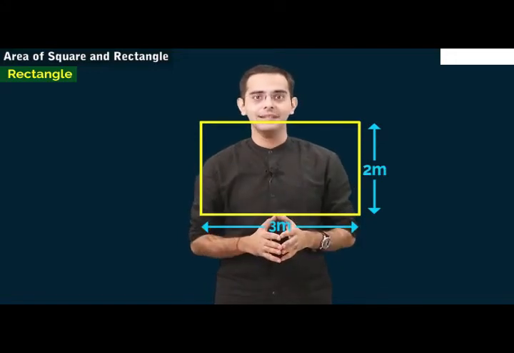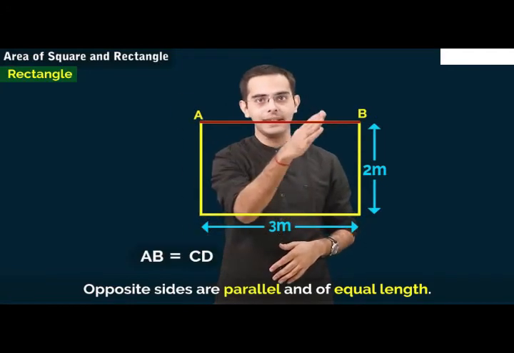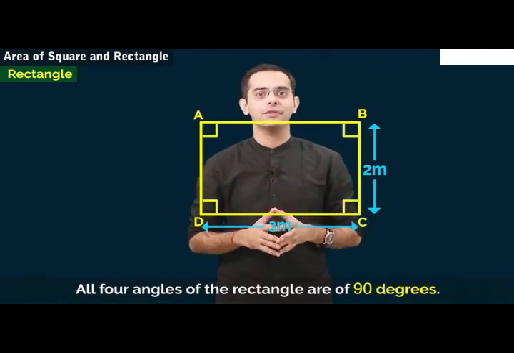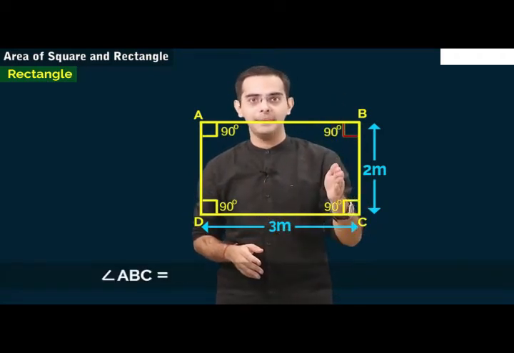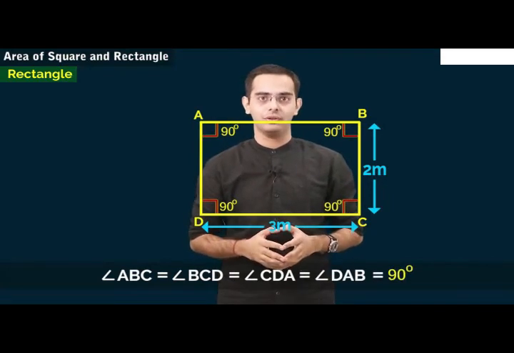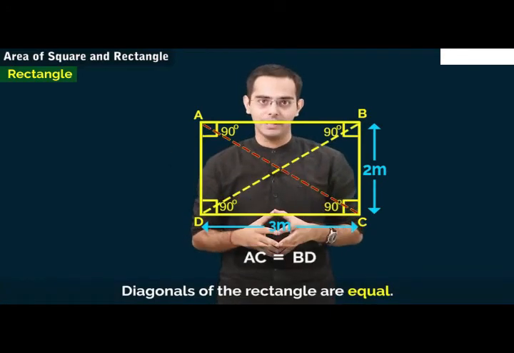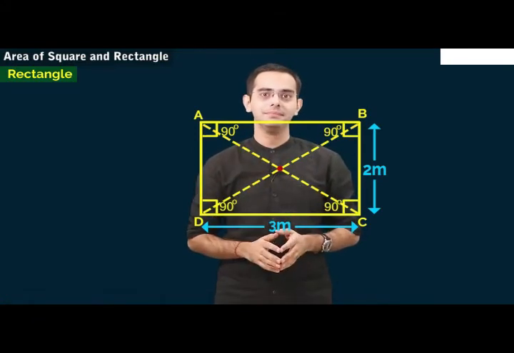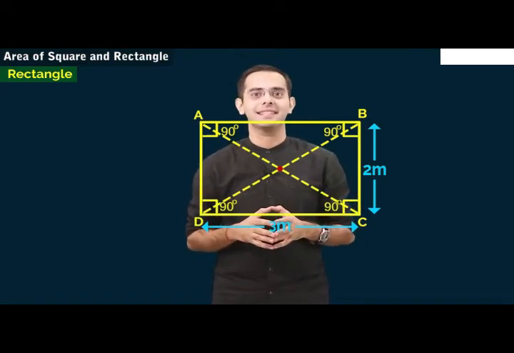So in this particular rectangle, the opposite sides are parallel and of equal length. That is, your AB is equal to CD and BC is equal to AD. And all the 4 angles of the rectangle are of 90 degrees measure. That is, your angle ABC is equal to angle BCD is equal to angle CDA is equal to angle DAB, each one of 90 degree measure. And it has got 2 diagonals which are equal in length. That is, AC is equal to BD. And these diagonals, they intersect in the middle. So these are the few properties of a rectangle, and rest you will be studying in your higher classes.